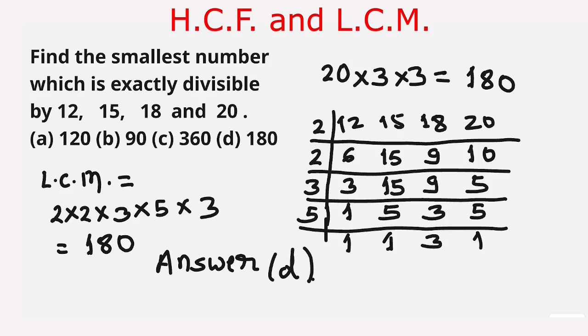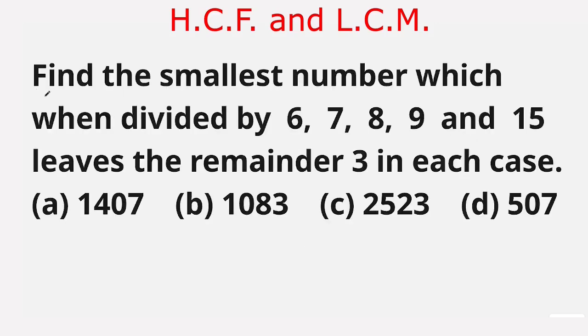I hope you have understood the method of solving questions of LCM. We go to the next question. Our question is, find the smallest number which when divided by 6, 7, 8, 9 and 15 leaves the remainder 3 in each case. The given options are option A 1407, option B 1083, option C 2523, option D 507.